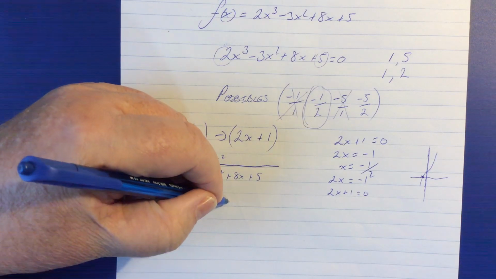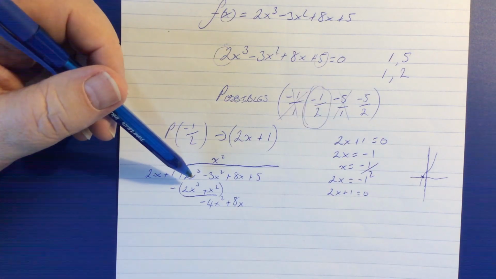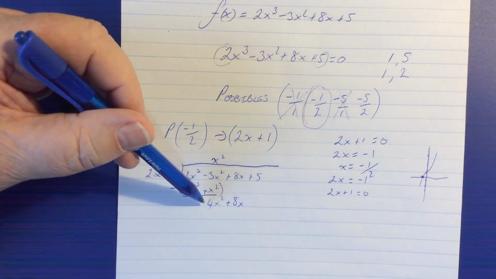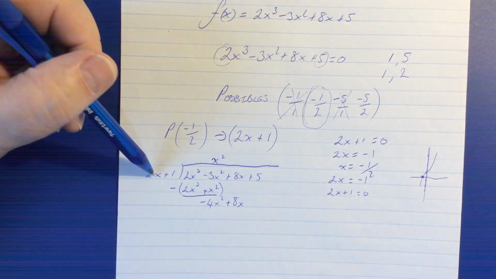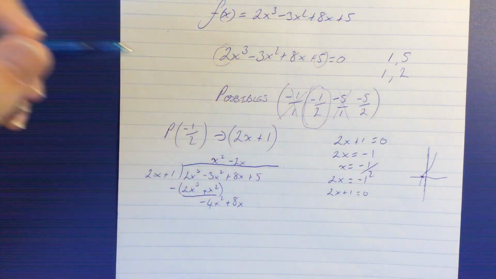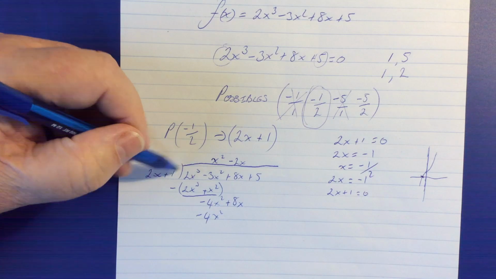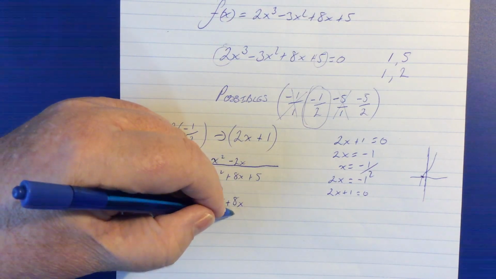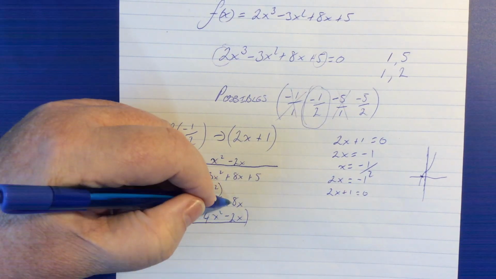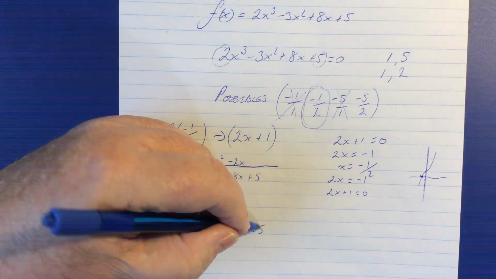I bring down the 8x from here, and I say to myself, either quietly in my head, or if I'm alone, I may say it out loud, what do I have to do to 2x to get -4x squared? And the answer is multiply it by -2x. So that gives me -4x squared, and that gives me -2x minus 2x. And again, I go through the subtraction, these disappear. Positive 8x minus -2x gives me 10x, and I bring down the 5.